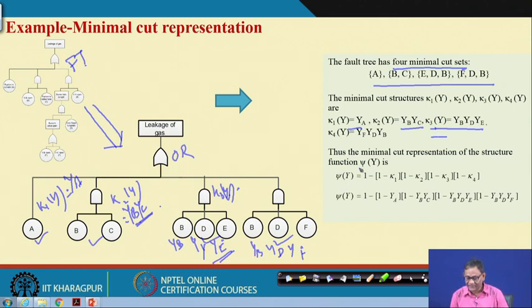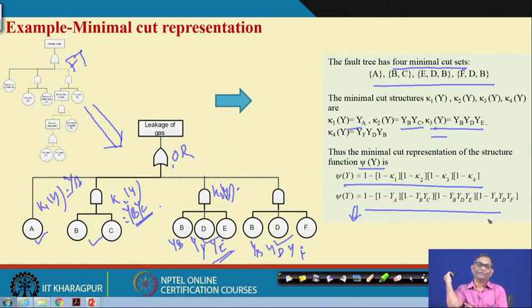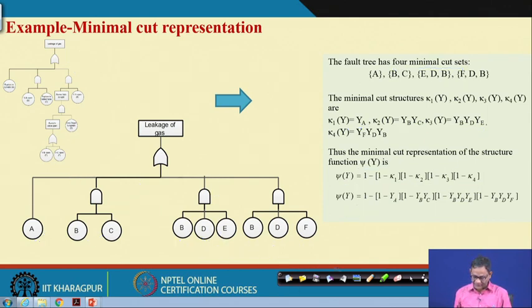Now the structure function, this is an OR gate, you know this formula. So, 1 minus k1, 1 minus k2, 1 minus k3 and 1 minus k4, because 4 cut sets are there. You just decompose it further to its lowest form, you will get the final form, and then use the expected value and get the QST and finally the availability, all those things. Let us see another one.